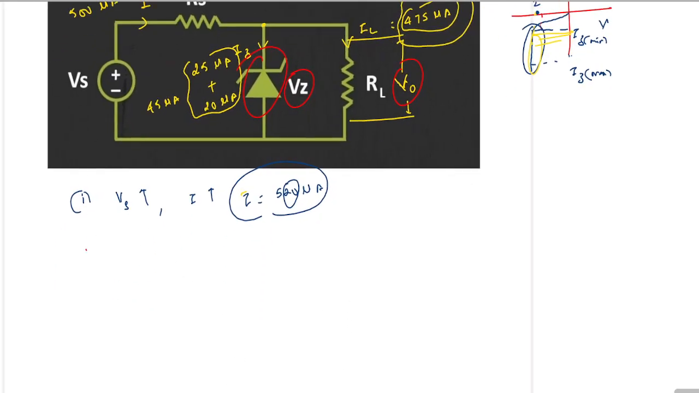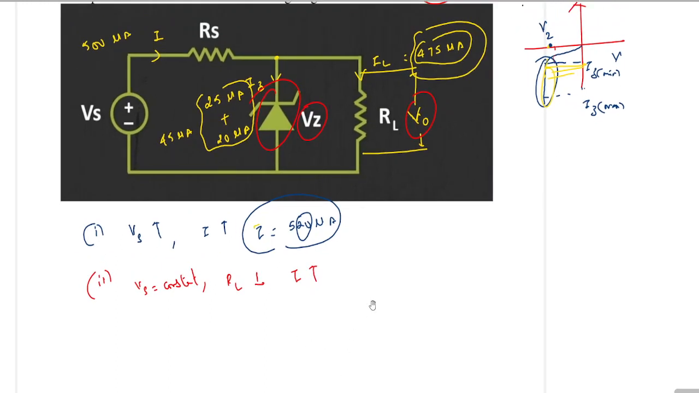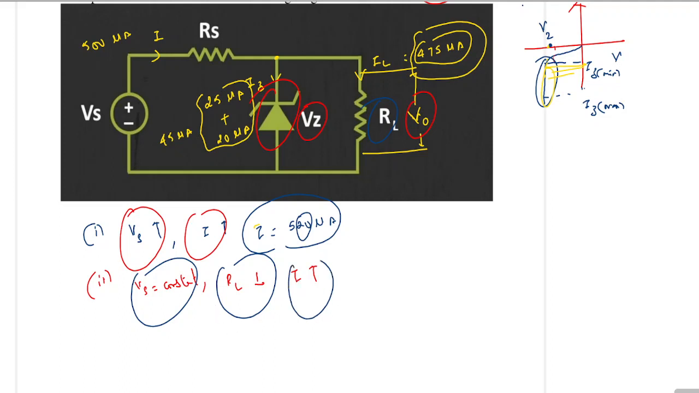We'll take a second case where suppose Vs is constant, that is the supply voltage is constant, and RL decreases. By some reason the load decreases. Now even this would ensure that the current increases in the circuit. So in such a case also, if RL is decreasing, the current will increase. In the first case, RL is constant, the power supply voltage increased, because of which the current increased. In this case, the power supply voltage is constant, but the load is decreasing. If the load decreases, the current will increase.